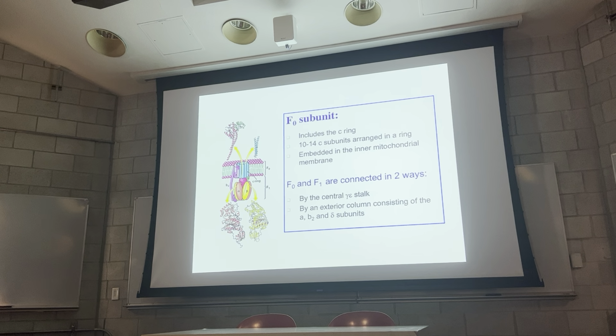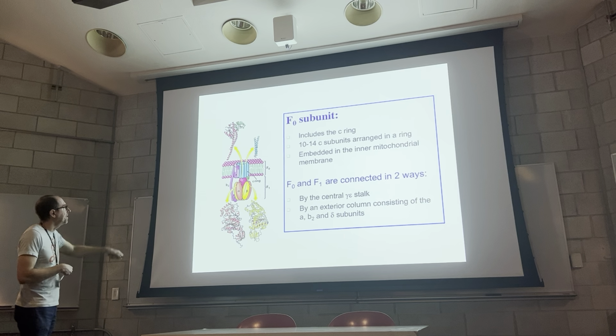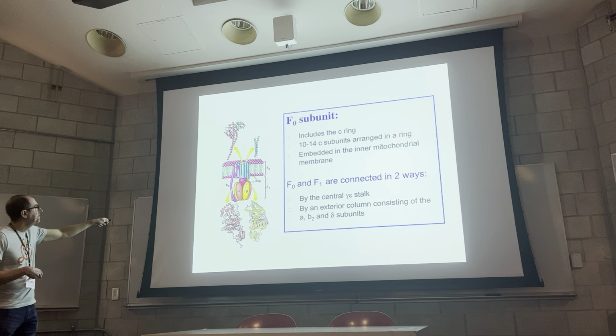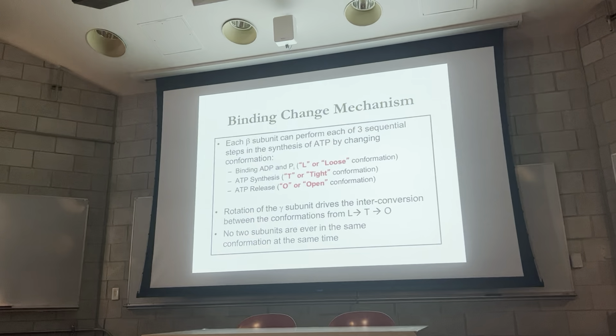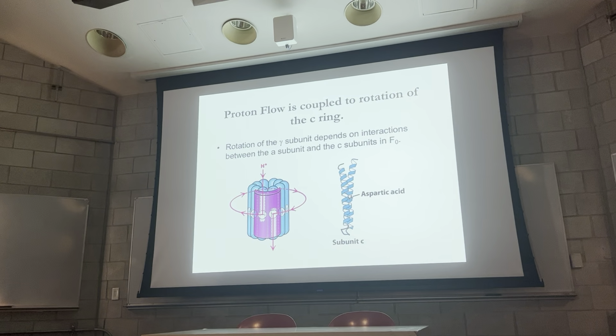So how is the alpha beta subunit held in place? Through the connection of this A subunit and this long B2 shaft and delta. Right? So these things basically are all connected, ensuring that the only things that are turning are the C ring and the gamma. So cool.